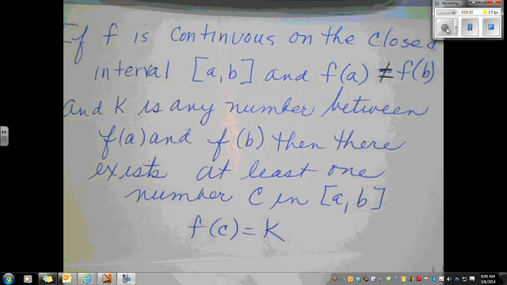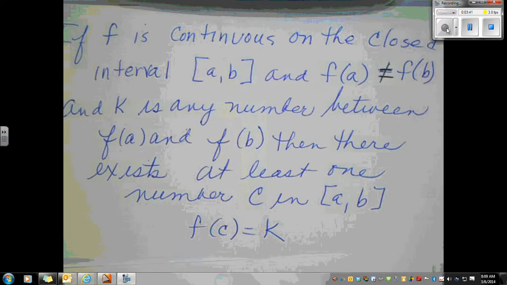But with a road, if you go to St. Louis, you pass through a certain spot. If you take the same road back, you pass through that spot again on your way home. That's the intermediate value theorem.